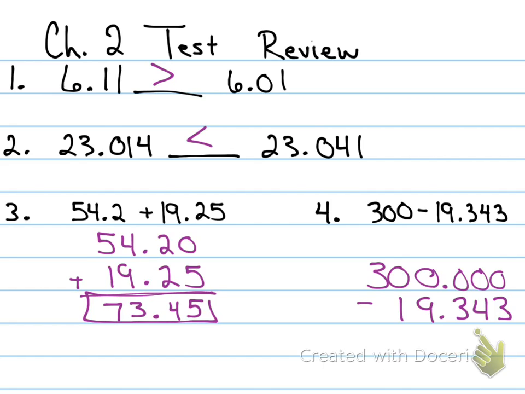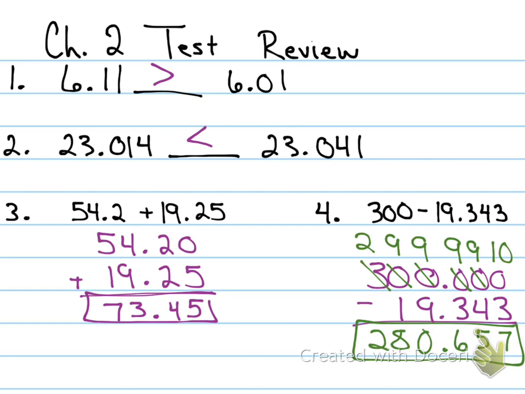Okay, so on the quiz yesterday, if you got this problem wrong, the subtraction problem, odds are you probably forgot to put your zeros in and then you forgot to borrow. We borrow all the way across. We get 280 and 657 thousandths.